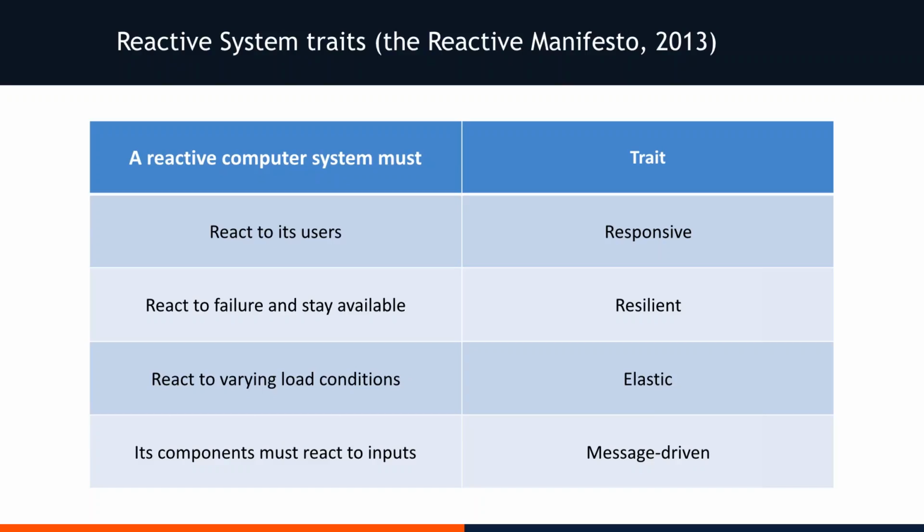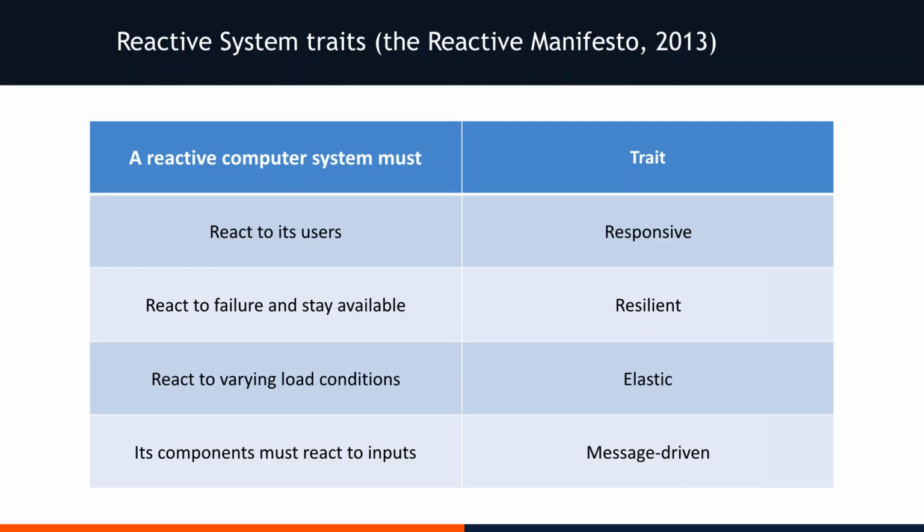And then the last trait is a little bit of an odd one. It says that a reactive computer system, or well, its components, must react to inputs. And that means that it has to be message driven. This builds on what we've just said earlier about message driven systems. And in a sense, as we will see in a little bit, this message driven characteristic enables all the rest.